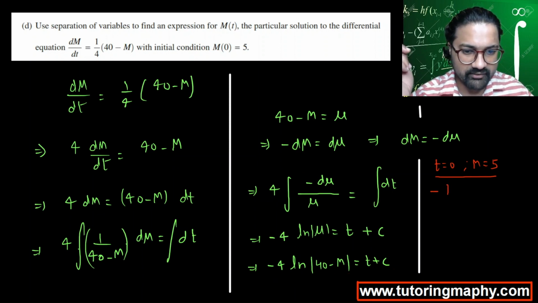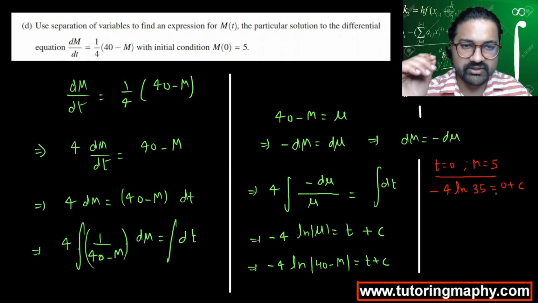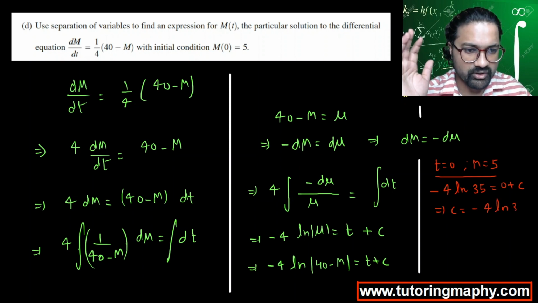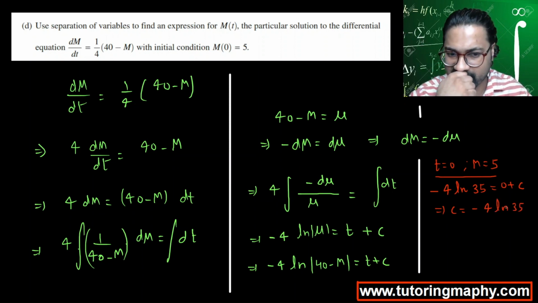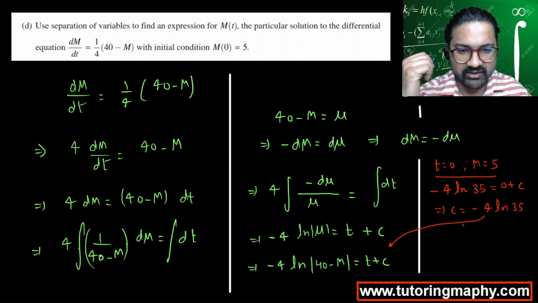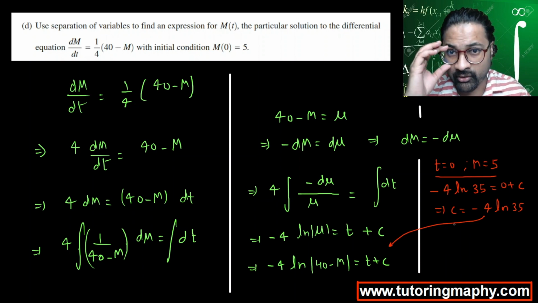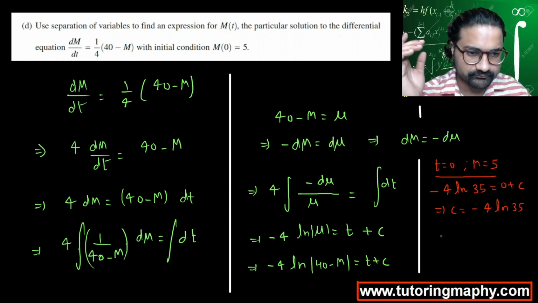This is going to look like negative 4 ln of 40 minus 5, which is 35, and absolute value of 35 is just 35. So I'm not going to write absolute value. Is 0 plus c because t is 0. So the value of c is negative 4 ln of 35. So all we have to do is plug this c back in over here to get the value of m.